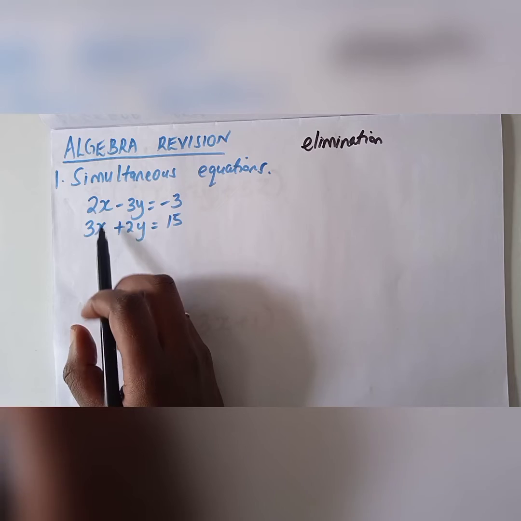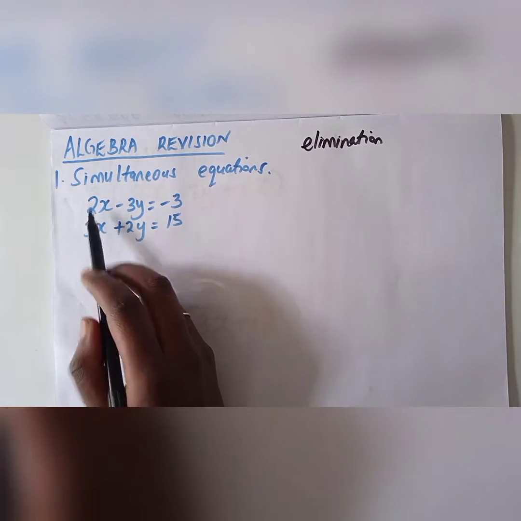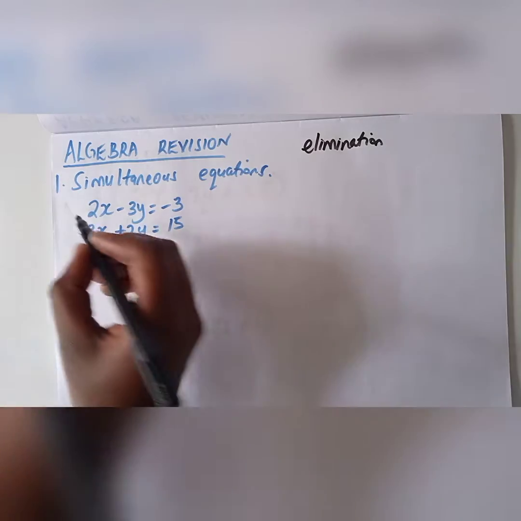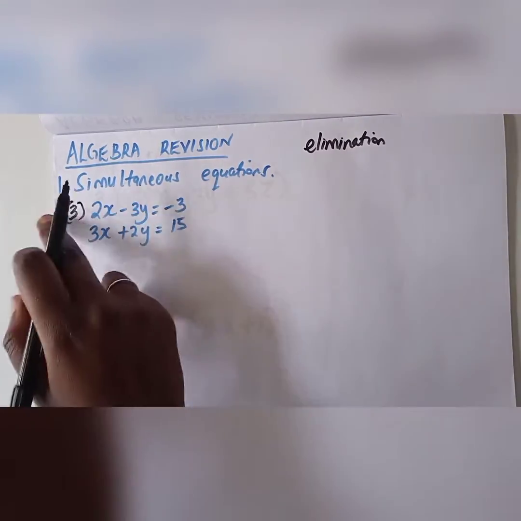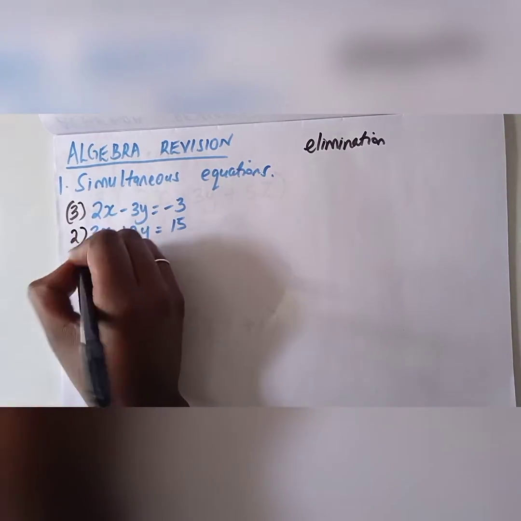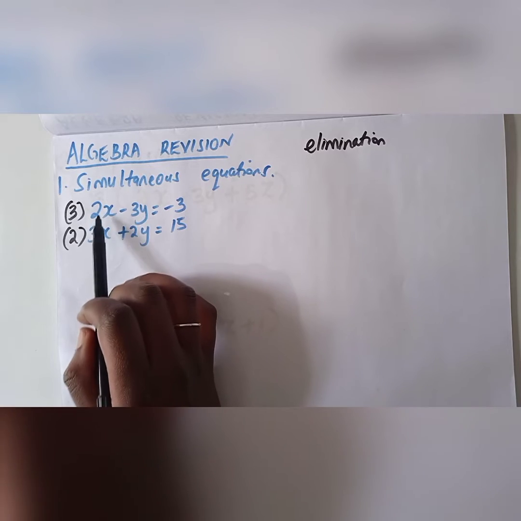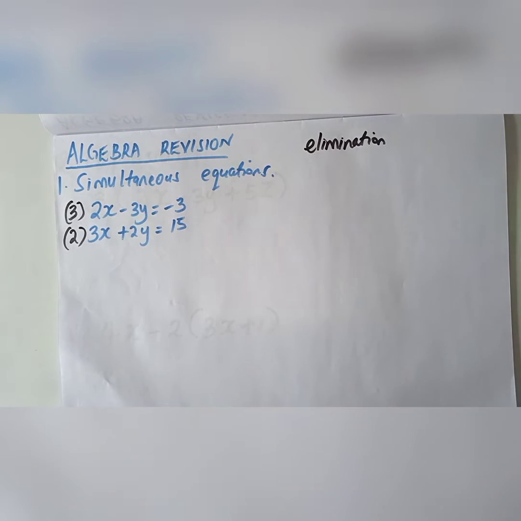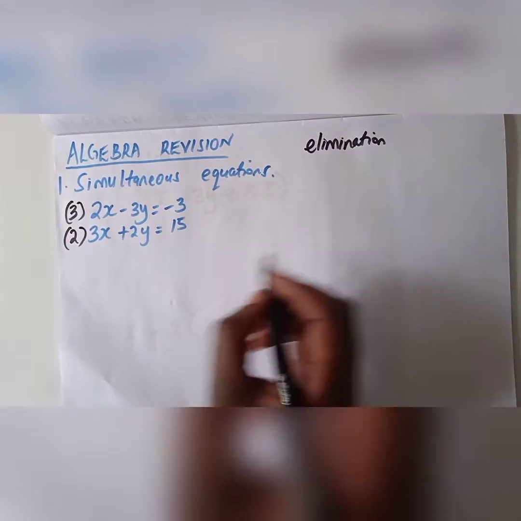We're going to eliminate x, but we need to make these two numbers the same. The two coefficients need to be the same. So here we're going to multiply the whole equation by 3, and then this one by 2. The aim is to make these two numbers the same. So here we'll get 6x and that one will also be 6x. So let's multiply everything out.